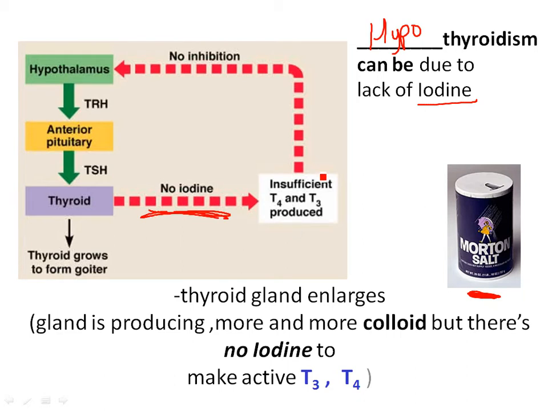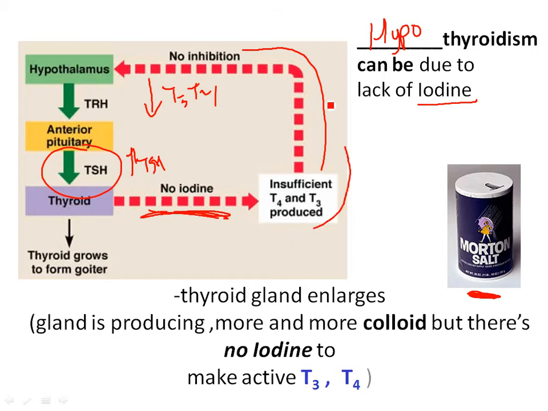Now the body doesn't understand this. Blood level gets monitored. We see that we have low levels of T3 and T4. We're going to shoot out tons of TSH. We're going to increase our TSH levels. And what that does is stimulates this thyroid to get bigger, to try to produce more. But it's going to be inactive. We don't have any iodine. So the cycle is going to continue.